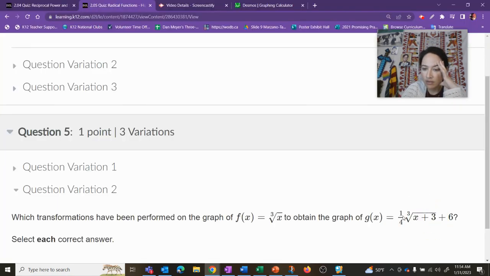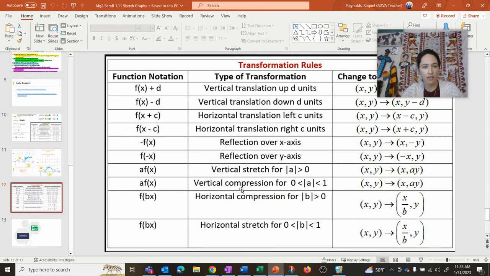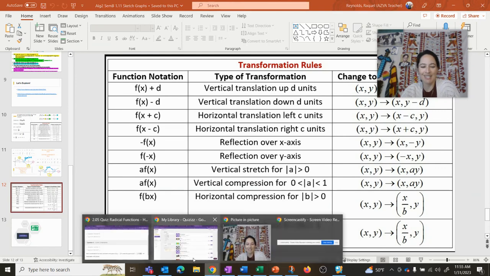We have now, this should be a compression towards the x-axis, because it's a vertical compression, because 1/4 is between 0 and 1. We have a shift up, translated up 6 units, translated left, because that's a plus 3. Look. Plus x plus c, horizontal translation left. Minus or plus, translation up. Here are your reflections. And now it's this, let's go see. Your guess is as good as mine.